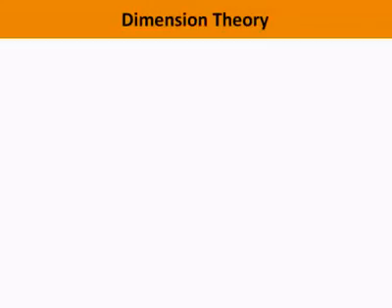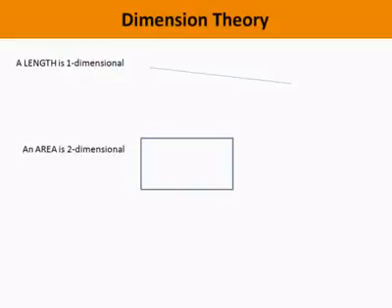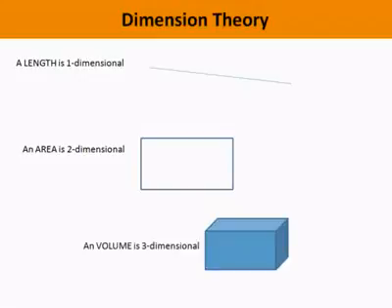This is a presentation about dimension theory. Now, something that involves a length, like a straight line, is one-dimensional, but something that involves an area, like a rectangle, that's calculated from a length multiplied by another length, so that's two-dimensional. And then something like a cuboid, which has a length multiplied by a length multiplied by another length, is three-dimensional.